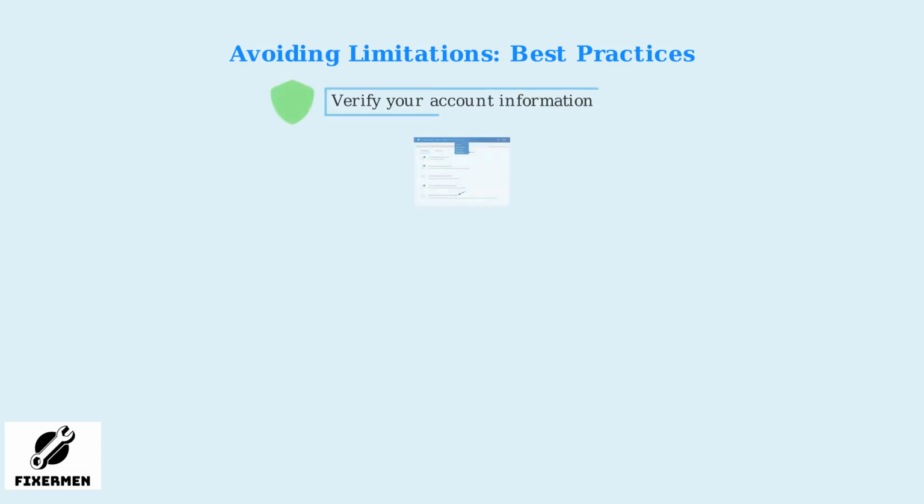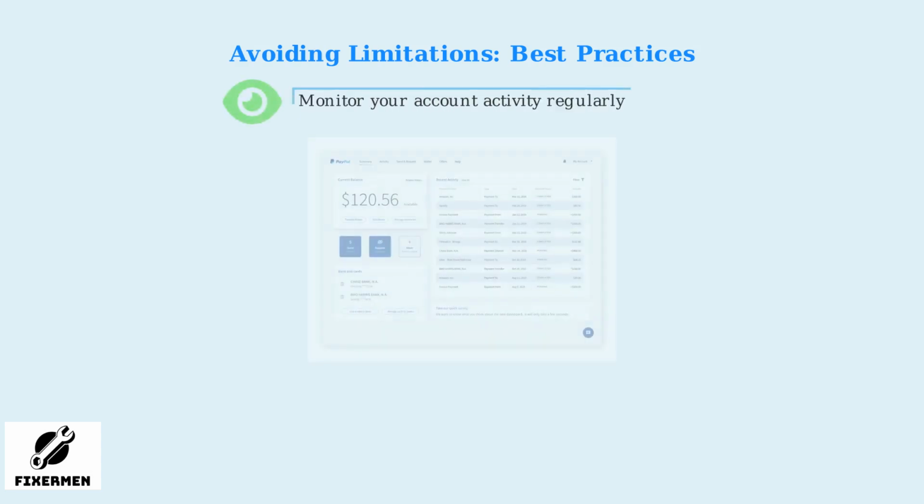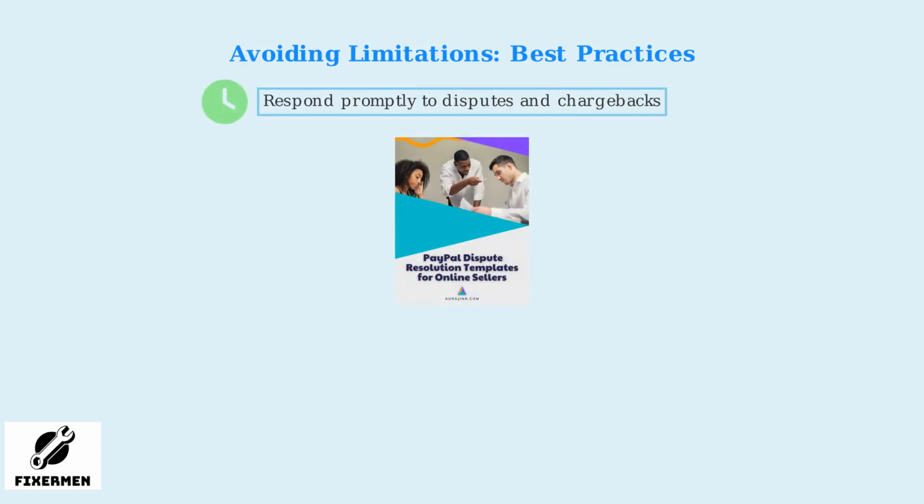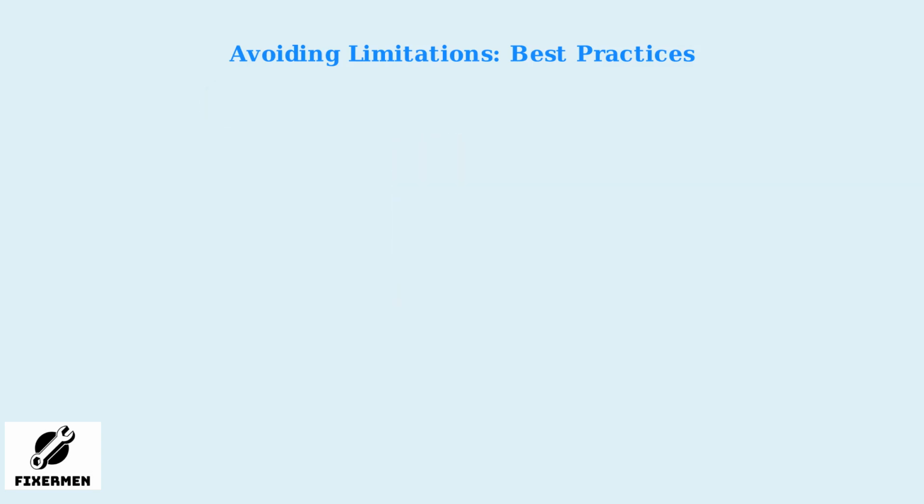First, verify your account information by providing proof of identity and updating your details. This helps PayPal confirm your legitimacy. Second, monitor your account activity regularly through the PayPal dashboard to spot any unusual transactions early. Third, respond promptly to disputes and chargebacks by providing necessary documentation to resolve issues quickly.